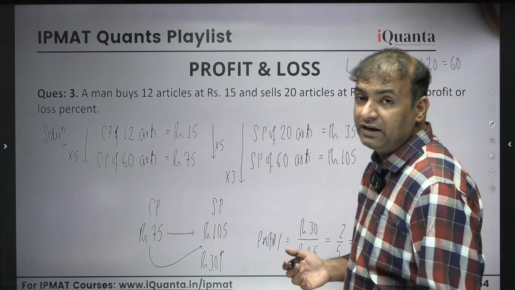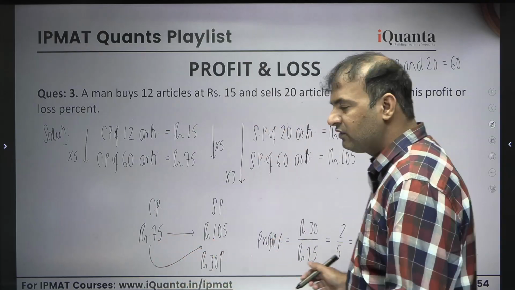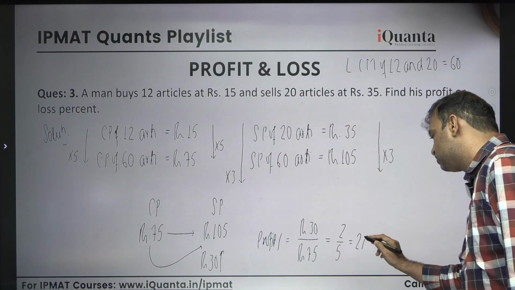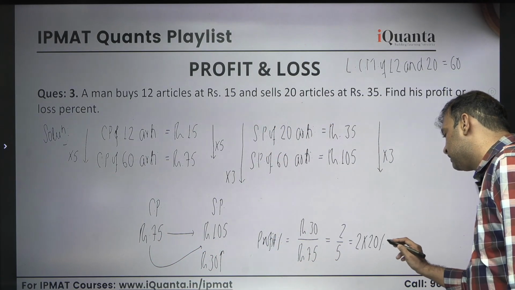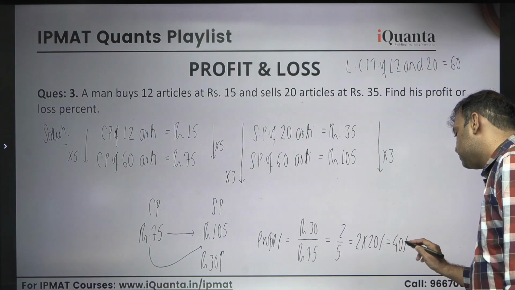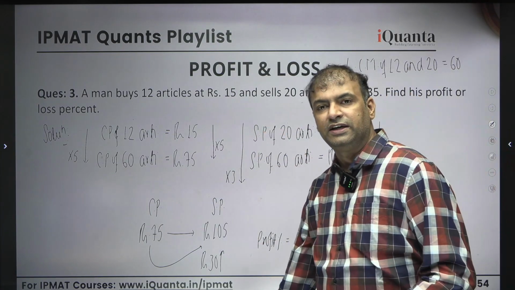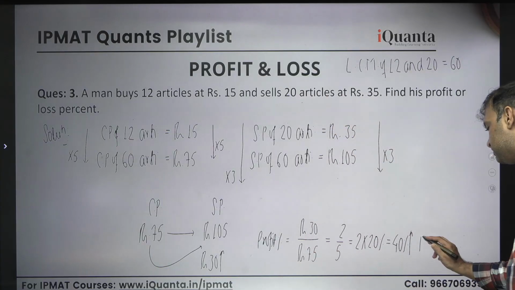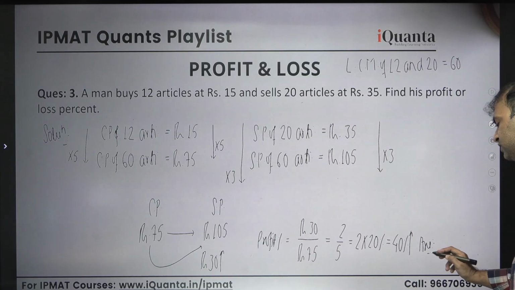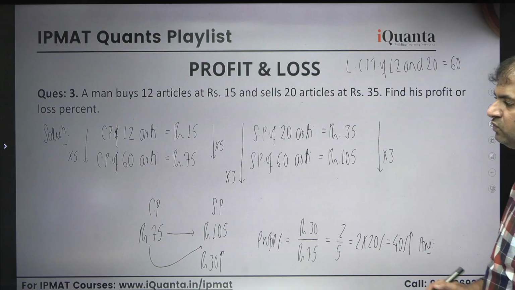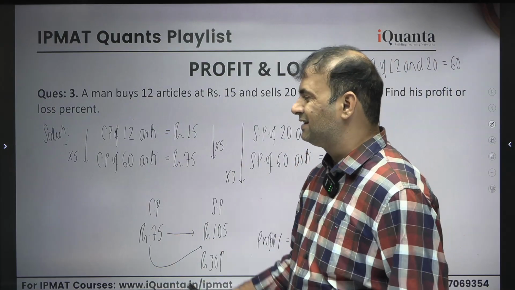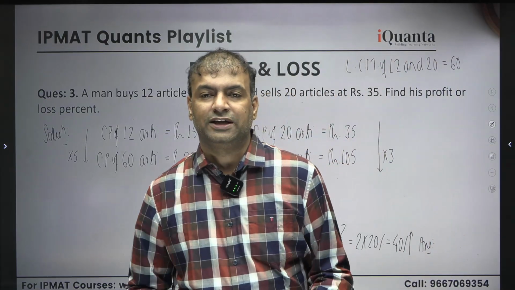Now 2 by 5 we can say is double of 1 by 5. 1 by 5 we all know is 20%. So this should be 2 into 20%, which we can say as 40%, right? So guys, overall there is 40% profit in this transaction, right? So finally the answer is 40%. I'm sure you guys have understood this method, and you understood why we took these numbers 60, 60 each to make the calculation easier.